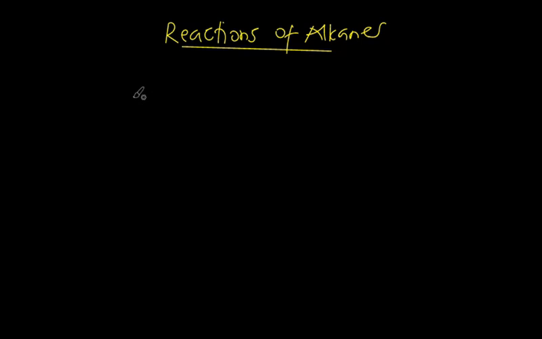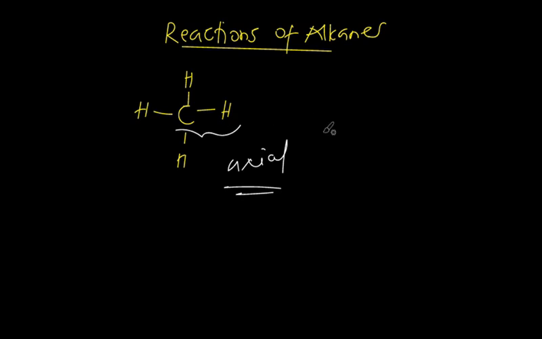So what causes this unreactivity on the part of alkanes? Now alkanes, let me give the simplest example, which is methane. Okay, the bond between the carbon and the hydrogen that we are seeing over here was a result of an end-on or head-on overlap between the orbitals of the carbon and the orbitals of hydrogen. Now we know head-on overlap leads to a very strong bond.